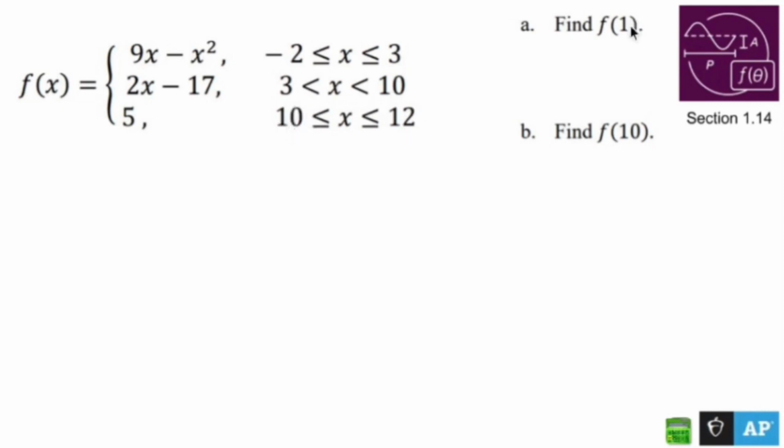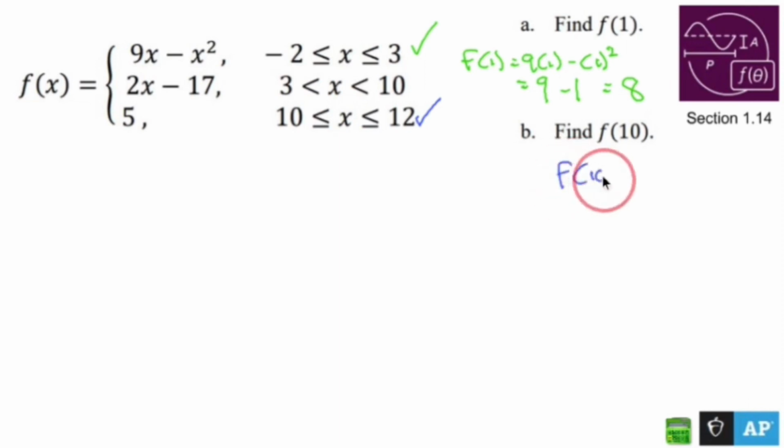So when x is 1, that applies to this scenario right here. So f of 1 equals 9 times 1 minus 1 squared. 9 times 1 is 9. 1 squared is 1. The answer is 8. Easy peasy. When x is 10, that includes that guy right there. And when x is 10, no matter what, you're going to get 5. So f of 10 is 5.